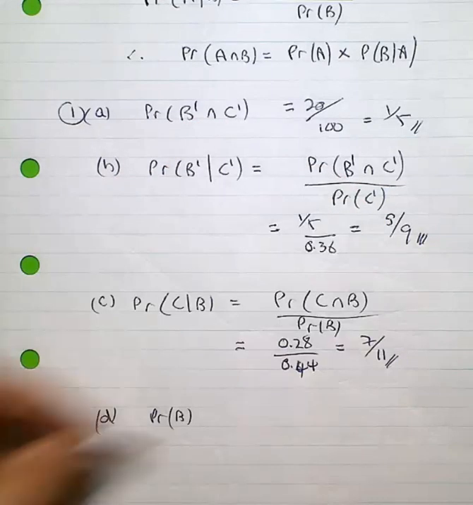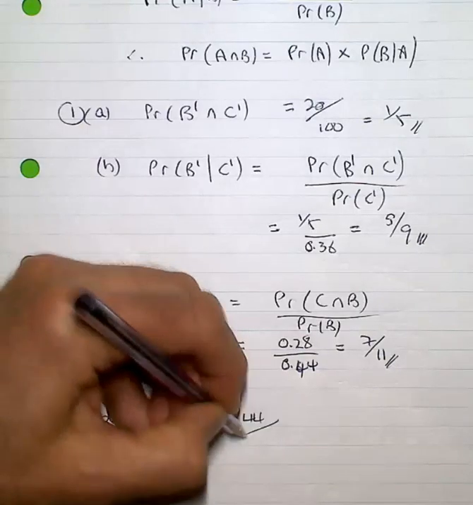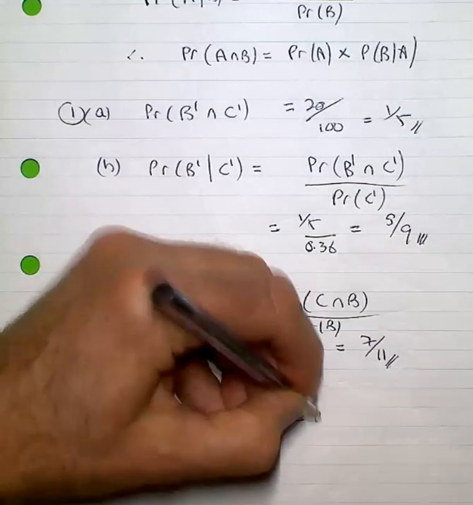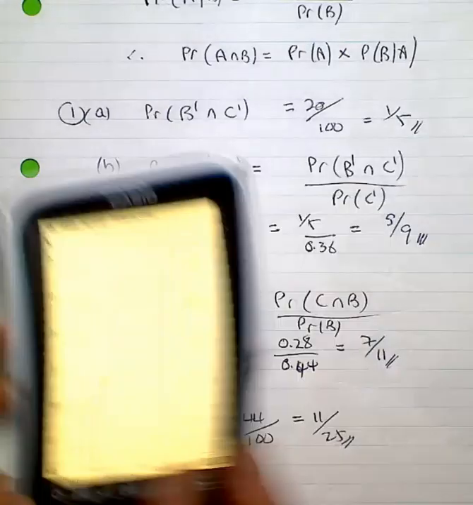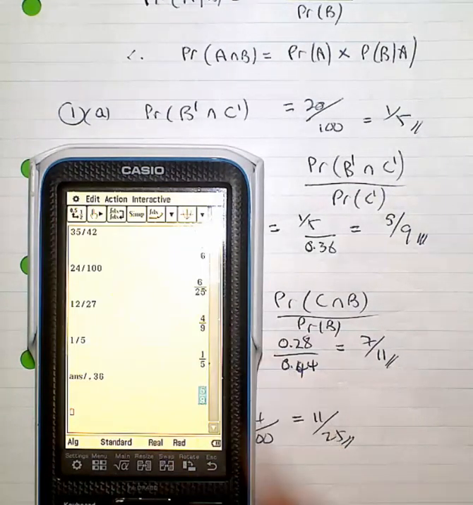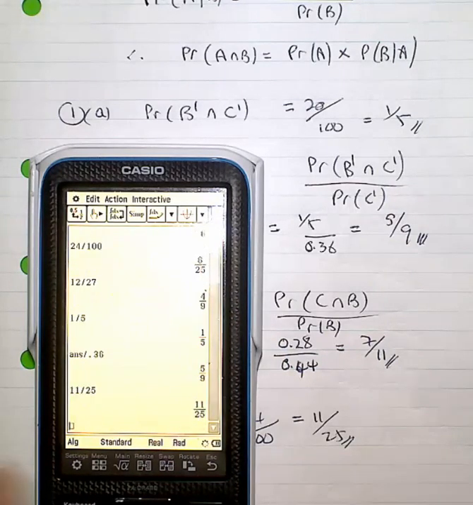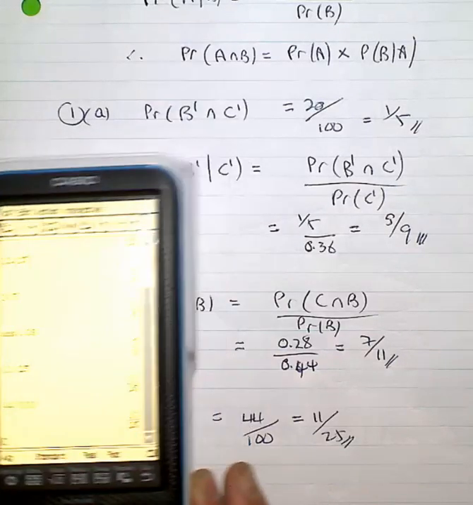Now, I don't quite know why B's been asked at the end, but that's 44 and 100, and that cancels down to 11/25. Please don't forget that you are allowed to use your calculator in almost all parts of this unit. So it pays to let the calculator do some work for you if you wish. So 11/25 in that instance.